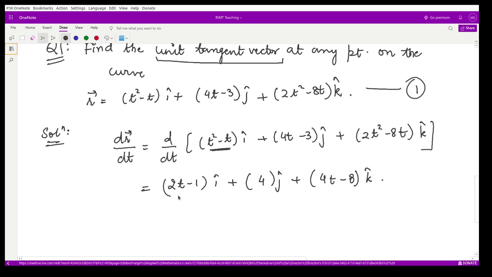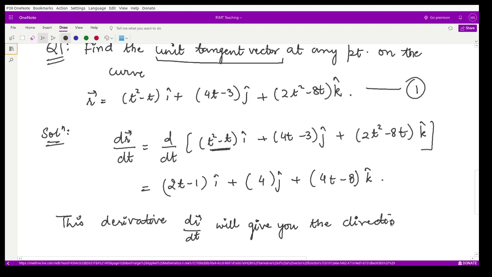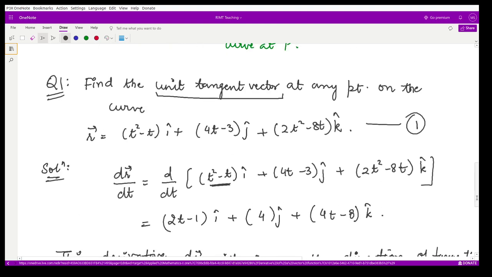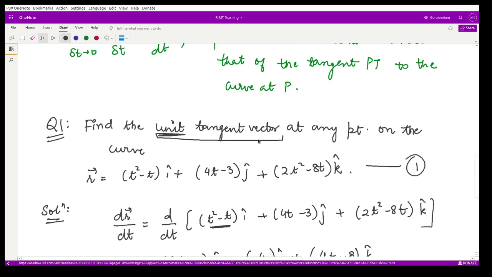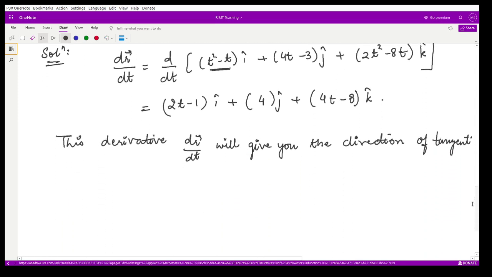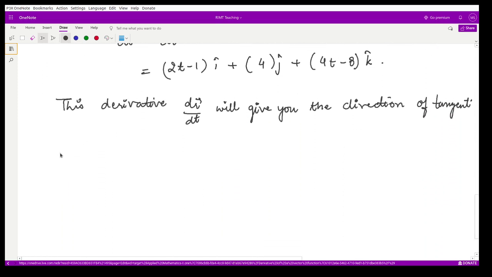Now this is the derivative of the position vector, and this derivative, dr by dt, will give you the direction of the tangent. So are we done? No. Here you are asked to find the unit vector in the direction of the tangent vector, right?